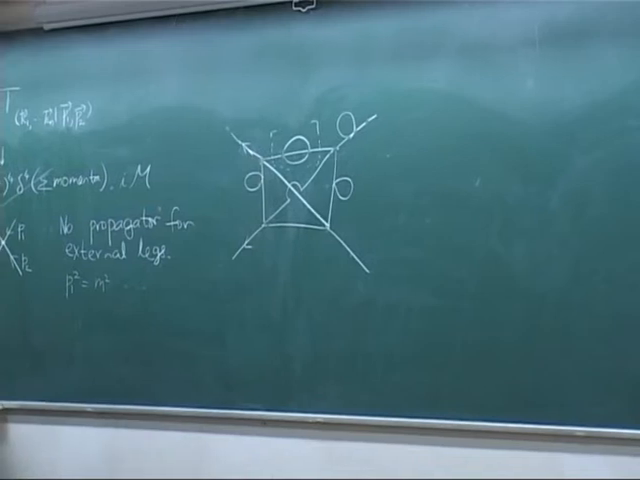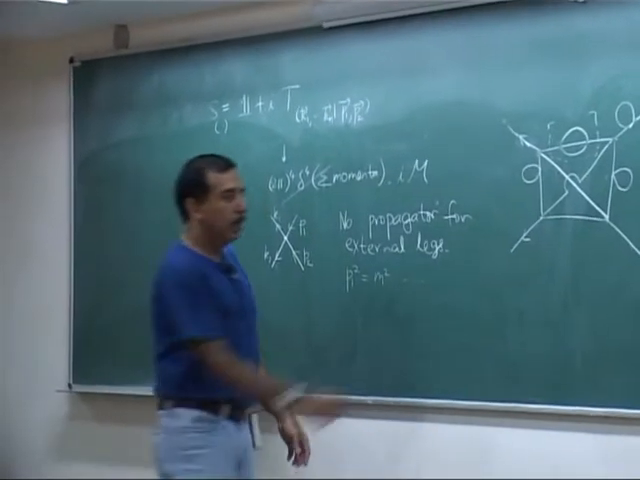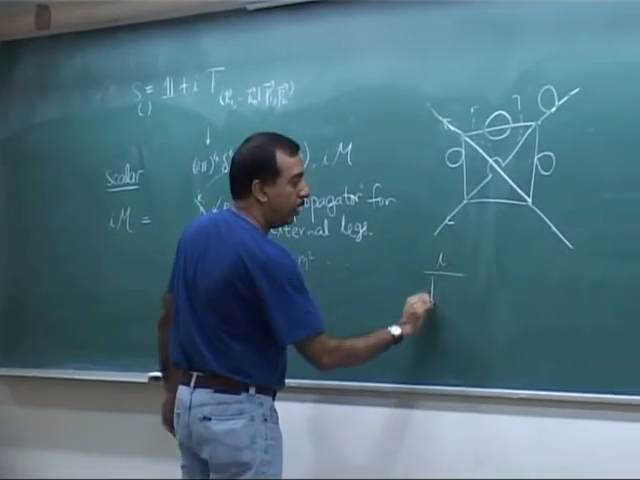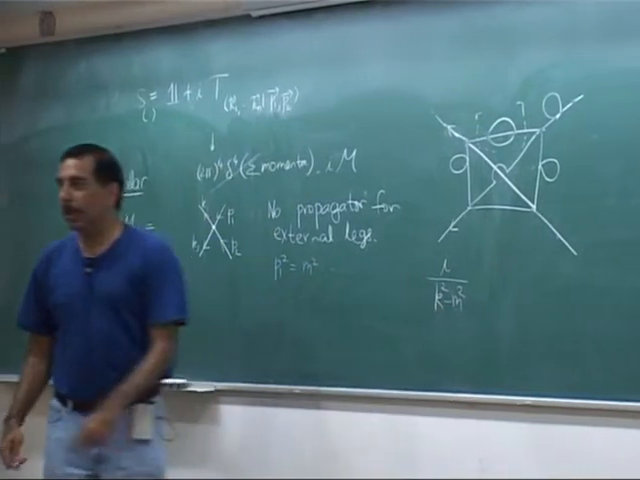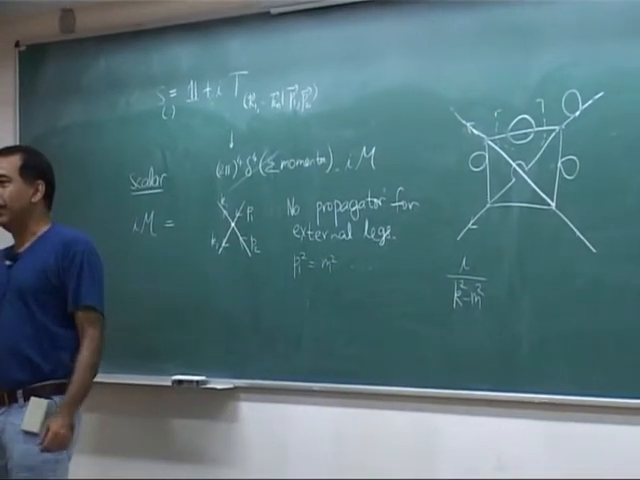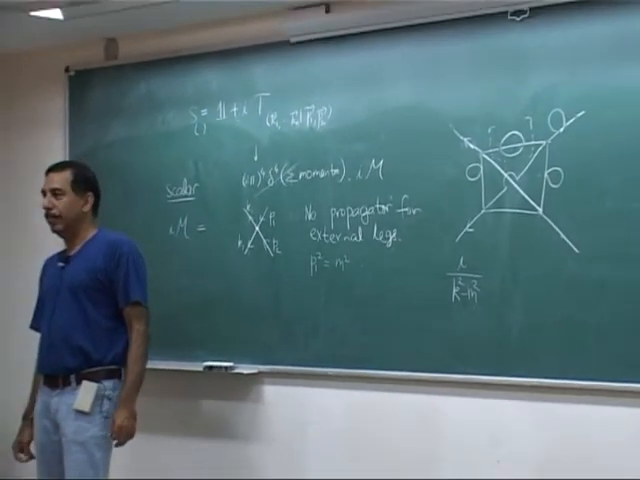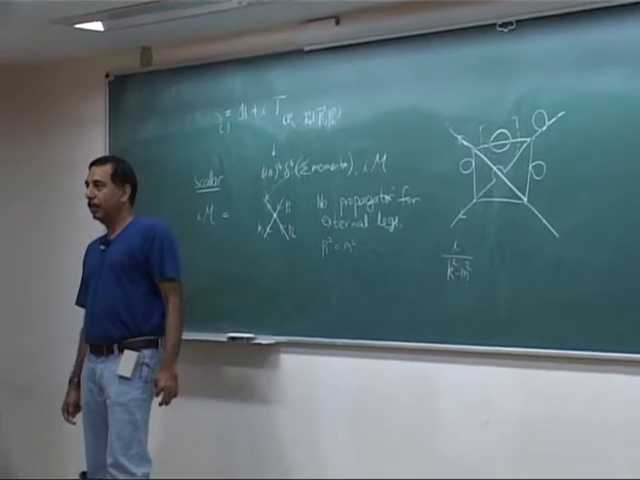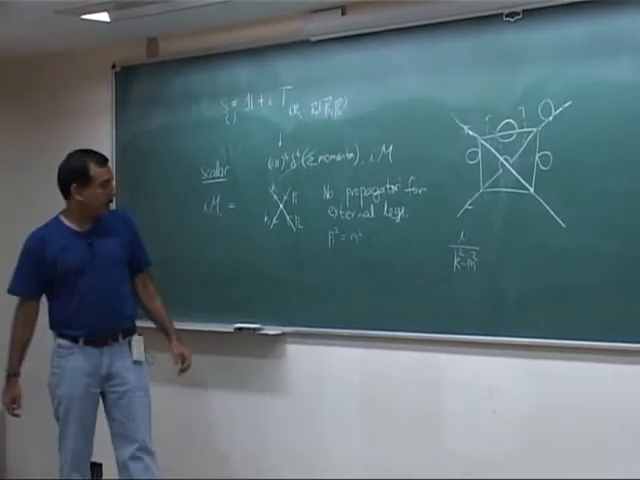Moreover, every internal line is generically off-shell, because we've seen repeatedly that the Feynman propagator is i upon k squared minus m squared, and an on-shell condition is k squared equals m squared. So the internal line would become infinity if we insisted that it's on-shell. And luckily we don't have to do that. Good.